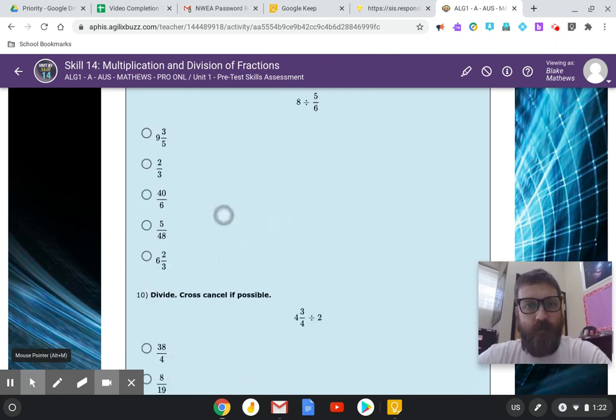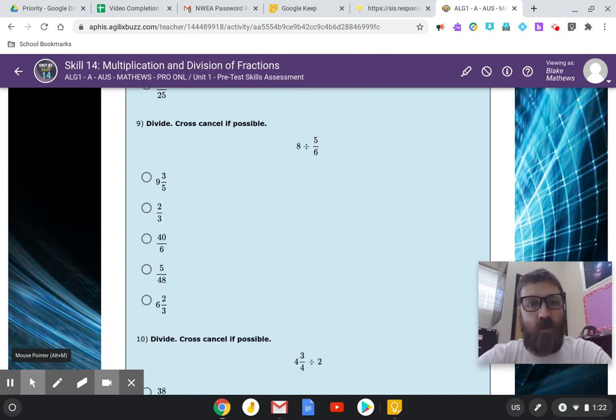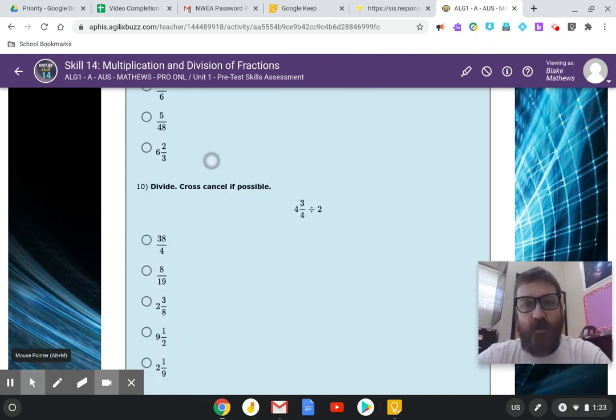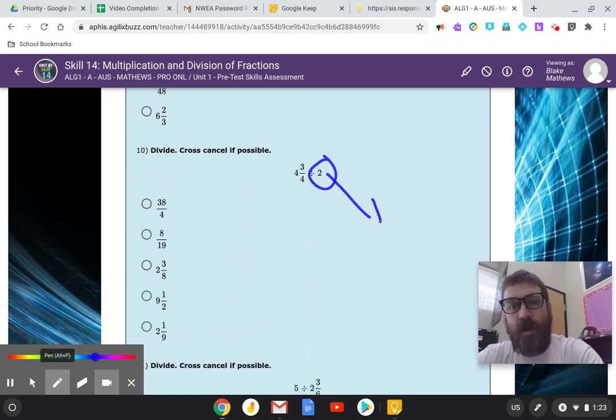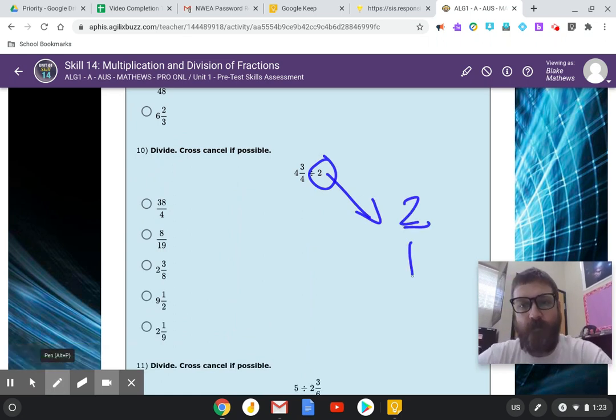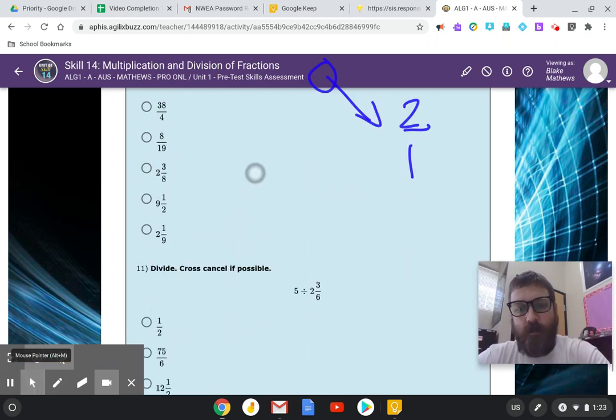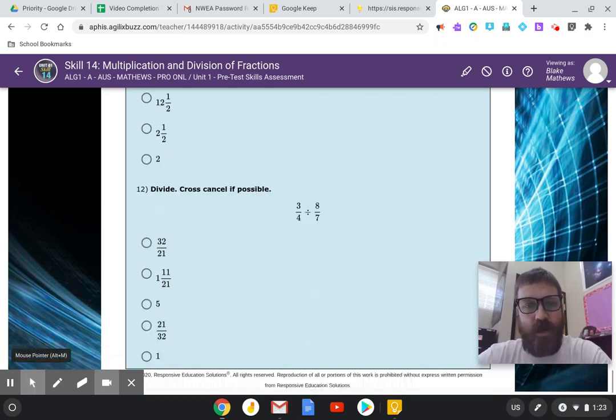More of the same, number 8. Number 9, again, there's 8. It's a whole number. Be aware of that. 2 is a whole number. So again, anytime you have a whole number, 2 can be written as 2/1. Same thing with number 11 and number 12.